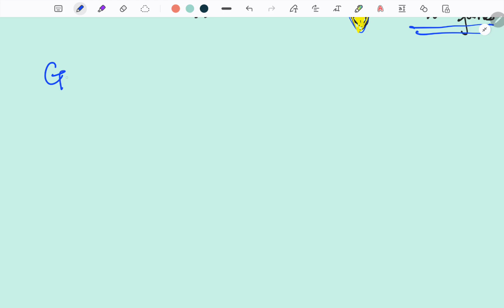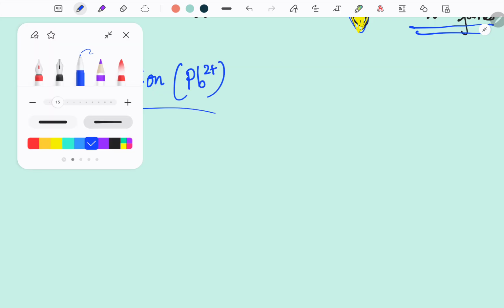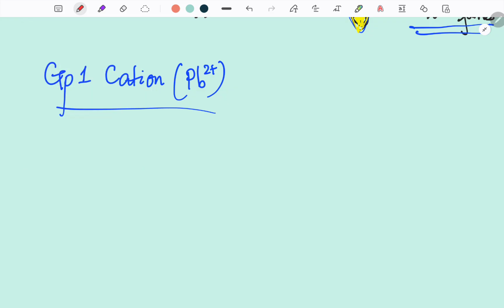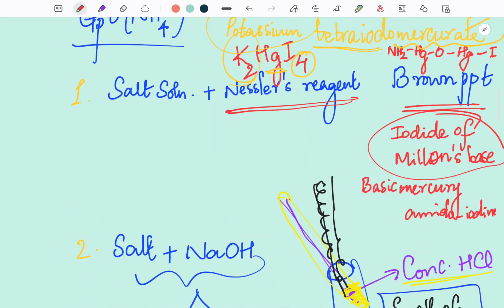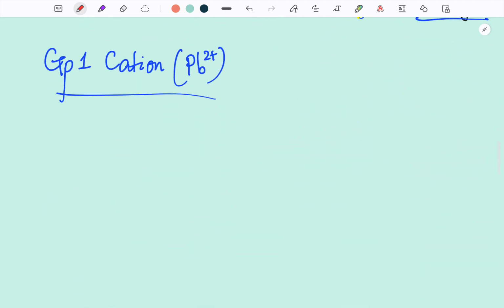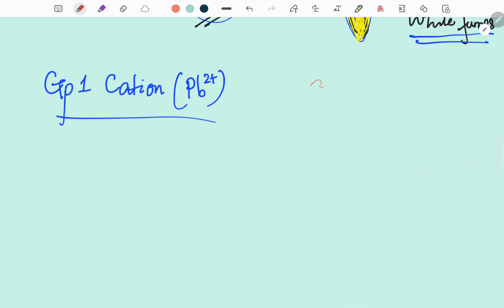Now we have to talk about the group 1 cation. In group 1 we have lead, Pb2+. For Pb2+, the confirmatory test is actually very simple. Now I would like to give you a clue. For the confirmatory tests of cations, in all the confirmatory tests, you need to dissolve the precipitate in something and add a chemical to it. So all the confirmatory tests will involve the precipitate.